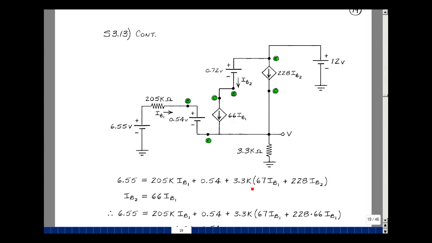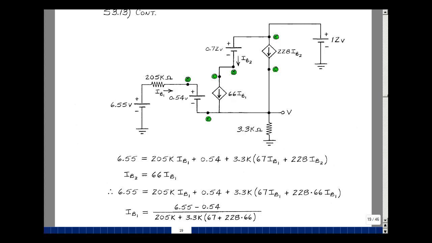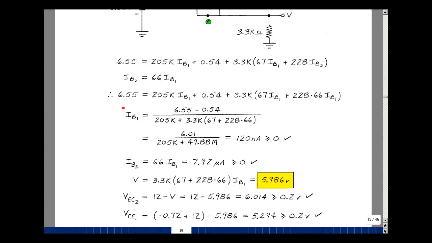I have one equation and two unknowns, IB1 and IB2. I have a relationship between IB1 and IB2 right here. The current that enters this node equals the current that leaves the node. So IB2 is equal to 66 IB1. Let's substitute that back in over here. Here's the same expression, and I'm going to plug in 66 times 228, and then solve for IB1. It's going to be 6.55 minus 0.54 divided by 205K plus 3.3K times the quantity 67 plus 228 times 66, and I'm pulling out the IB1 from this expression. This turns out to be 6.01, and all of this turns out to be 49.88 million.